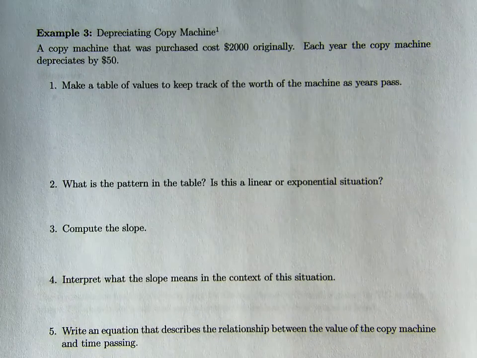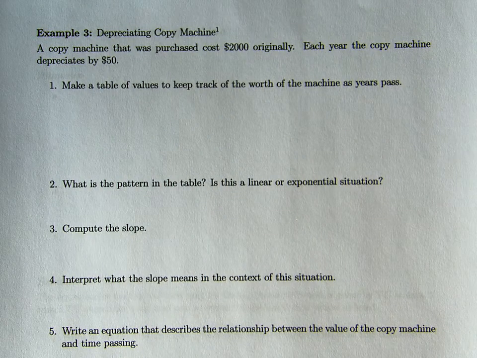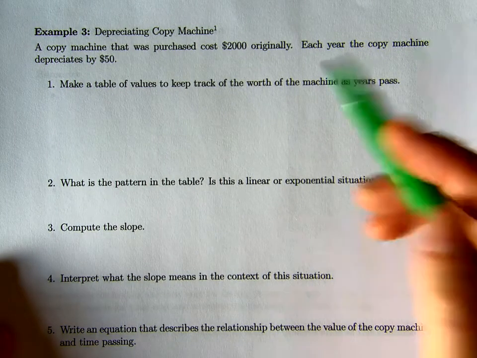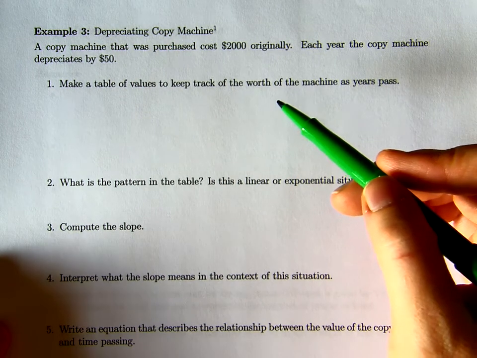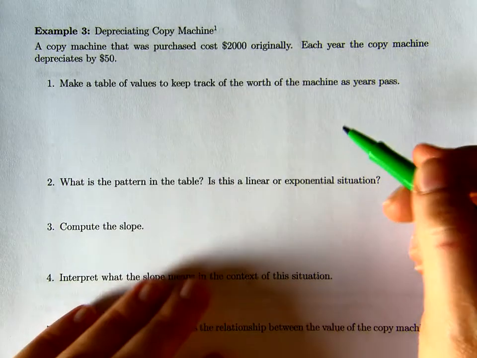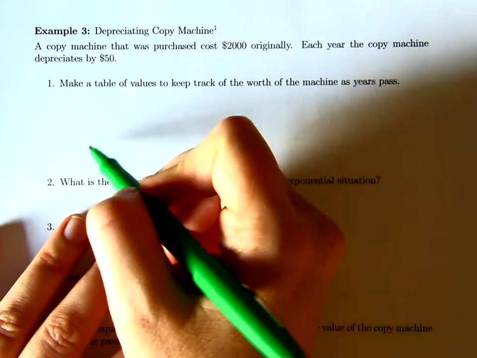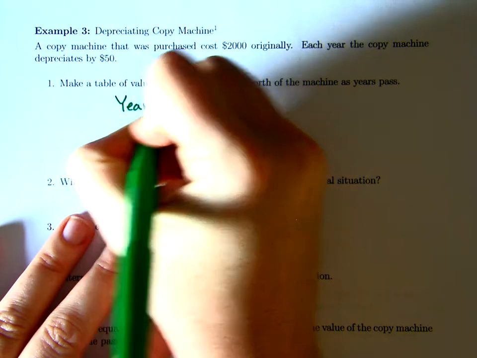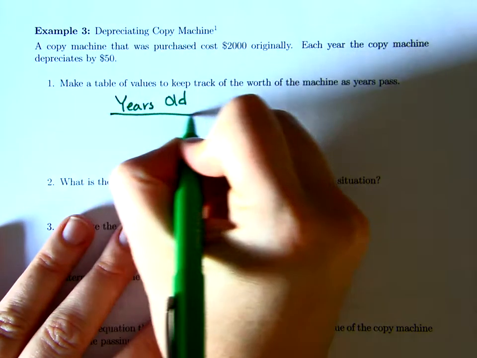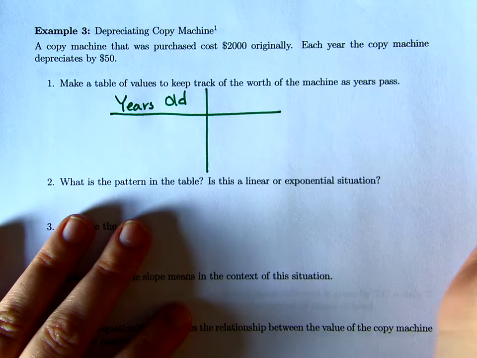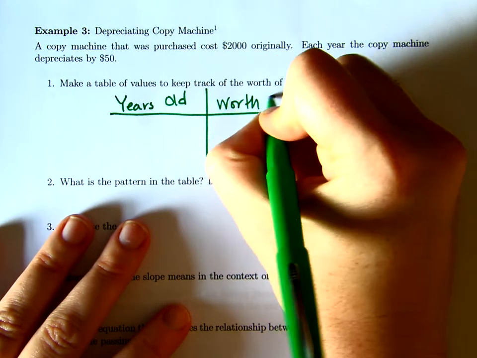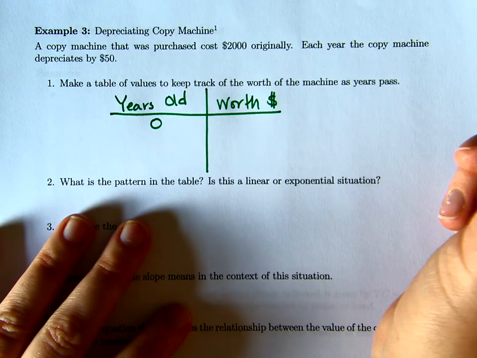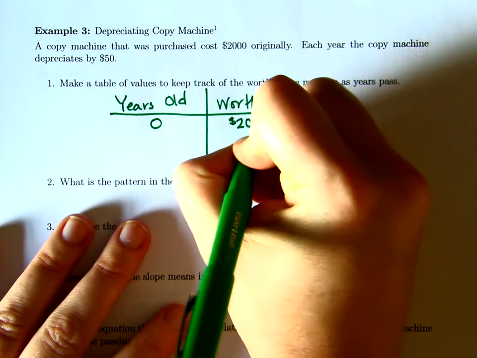Okay, let's take a look at this copying machine again, which was originally purchased at $2,000 and it depreciates by $50 per year. Make a table of values that keeps track of the worth of the machine as years pass. Got it. So years old. How old is that machine? And its worth in dollars. If it is brand new, it is 0 years old and it is worth $2,000.